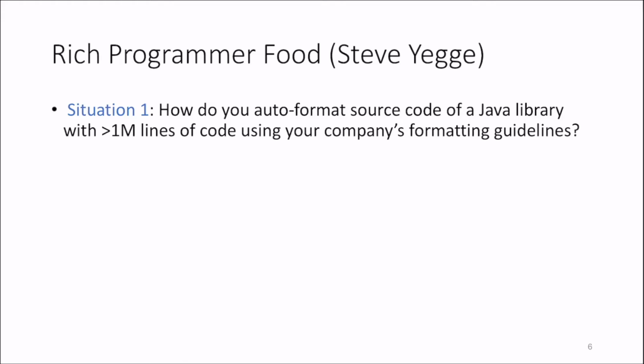The first situation he talks about is how do you auto-format source code of a Java library with a lot of lines of code, more than 1 million, when someone in your company has come up with formatting guidelines that are not standard. So you need to auto-format the source code of everybody's submissions to this Java library and make sure it's obeying these formatting guidelines. Well, it's not going to be feasible to do it by hand, and you can't just hack it. You could try, but you'll often run into problems because your ad hoc solution is too hacky. It turns out that using some technology that we'll study, it becomes fairly easy to write a provably correct way to auto-format the source code by knowing about the structure of the Java programming language.